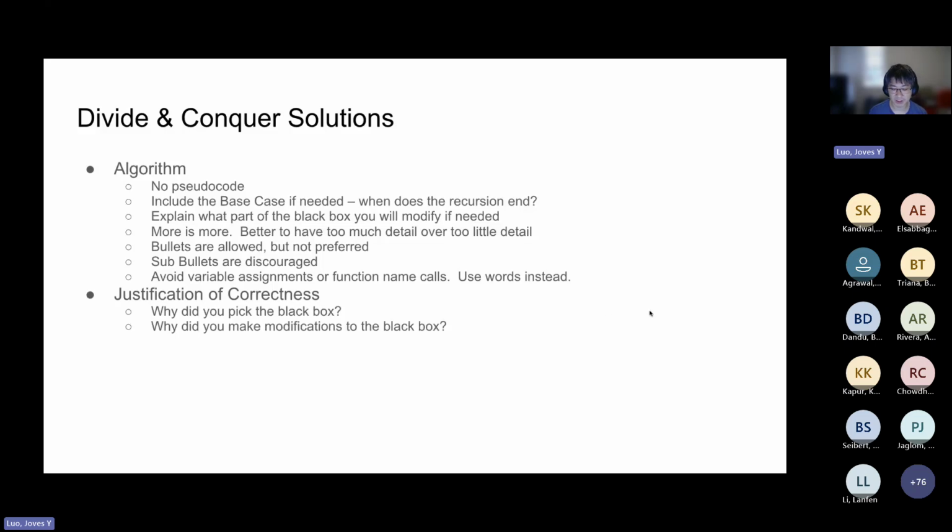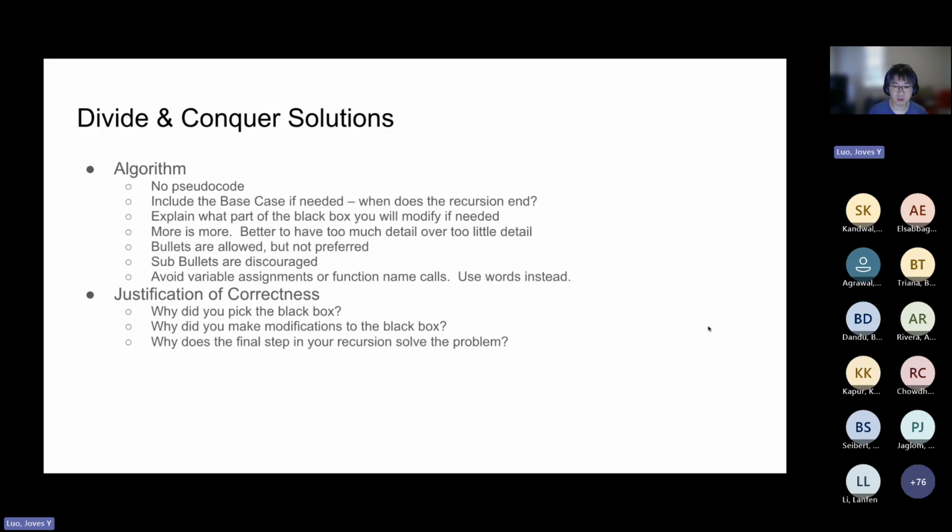Why did you make modifications to a black box? If you modify binary search to do something other than what it normally does, there's a reason you did it. You didn't just do it because it felt fun. I modified the target on each recursion because I needed a dynamic target because of the following. I branched to the right instead of branching to the left normally because I needed to do this. Give reasons why you made modifications.